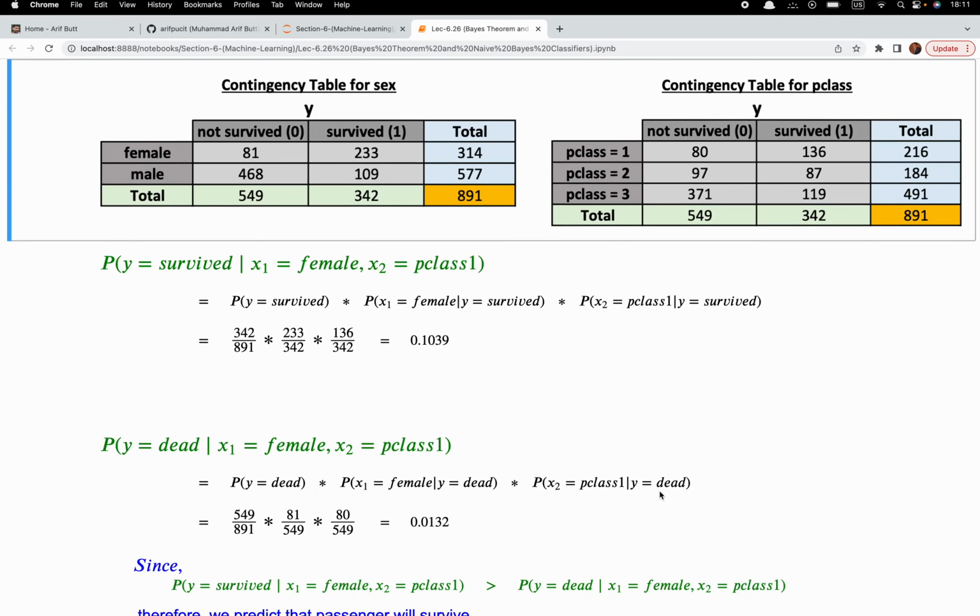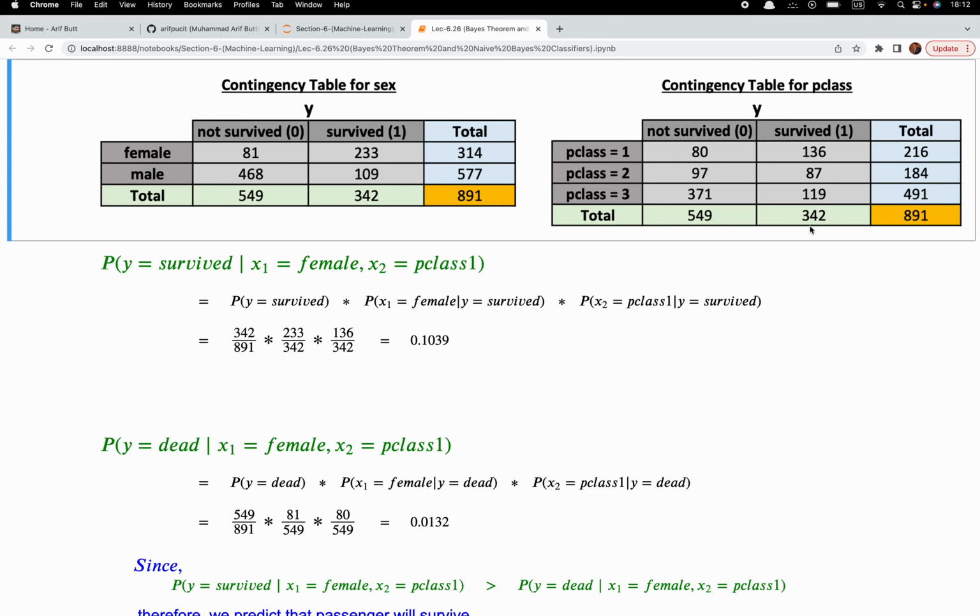And from both these tables, my dear students, you can see that the probability of y equals survived is 342 over 891, while the probability of y equals dead is 549 over 891. And similarly, the probability of x1 equals female given y equals survived is 233 over 342, and the probability of x2 equals P class 1 given y equals survived is 136 over 342.